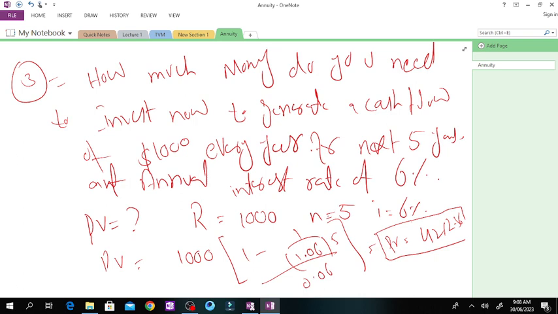Okay, so this is the way you guys have to solve these questions to get a better understanding of the annuity case.